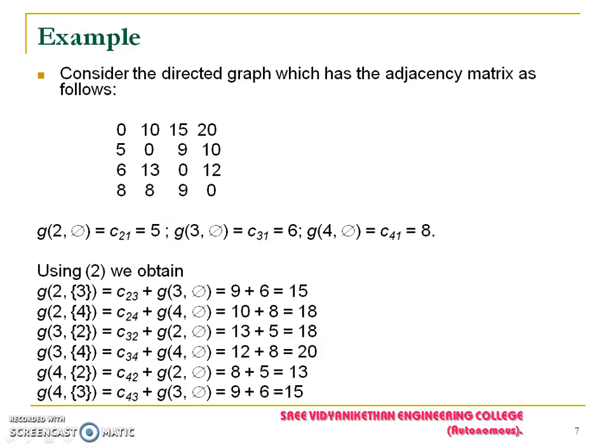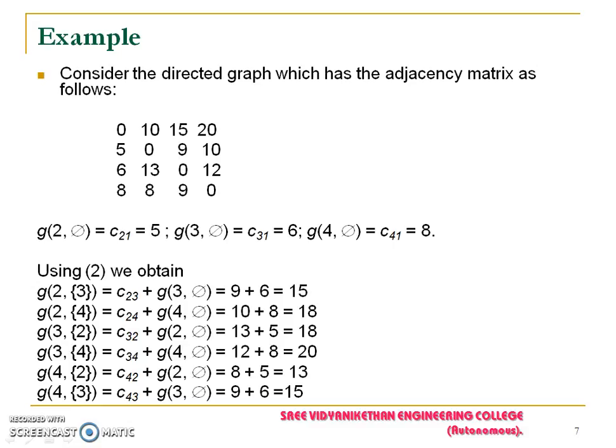Let's work out an example. The adjacency matrix given is the cost of the travels between the cities. From the matrix, we understand that the number of cities n is 4. Let S grow from null to n minus 1, that is 3. So when the set S is null, g(2, null) is C21, which is 5, g(3, null) is C31, which is 6, and g(4, null) is C41, which is 8.